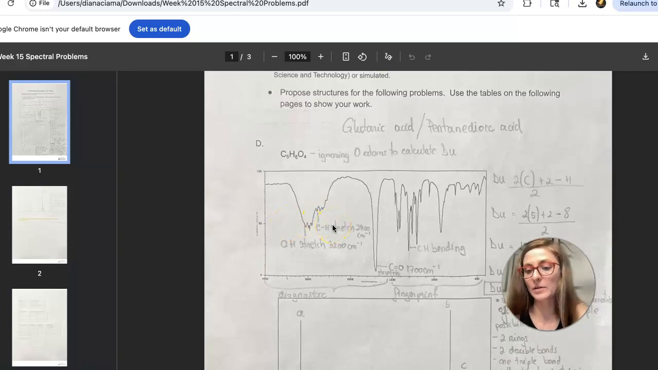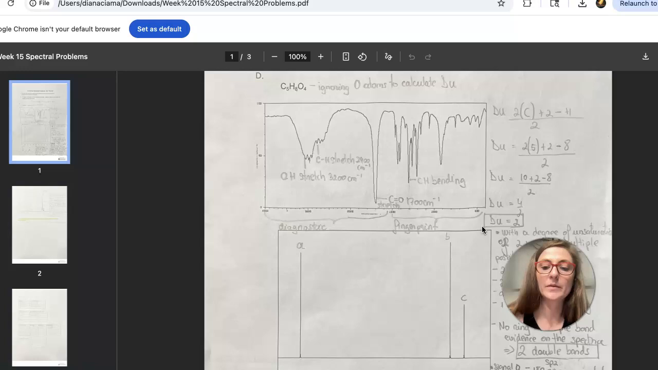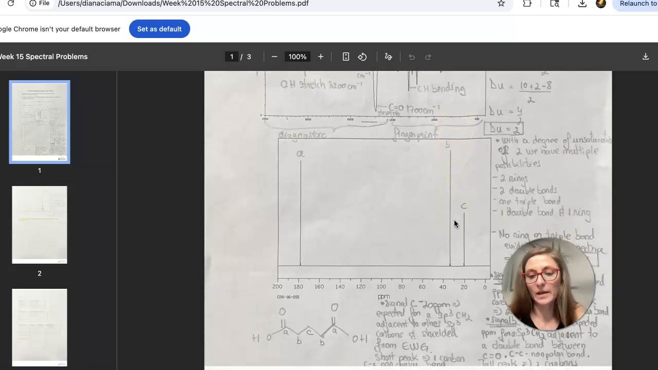My first step was to calculate the degrees of unsaturation of this molecule. I provided the generic formula at the top. The total number of carbons needs to be multiplied by 2, to that number we add another 2, then subtract the total number of hydrogens and divide that by 2 in order to obtain the degrees of unsaturation. With 5 carbons and 8 hydrogens, doing the math, I have 2 degrees of unsaturation.